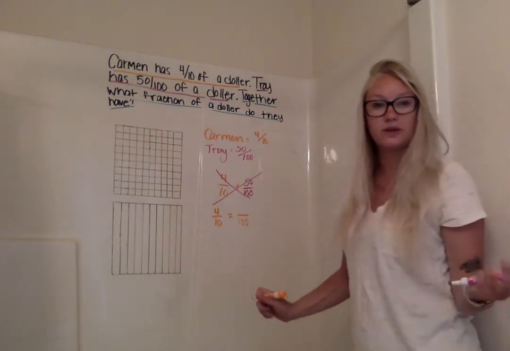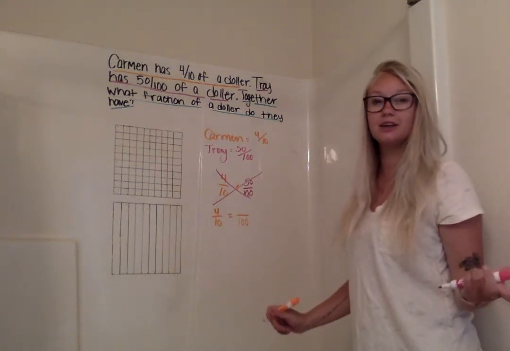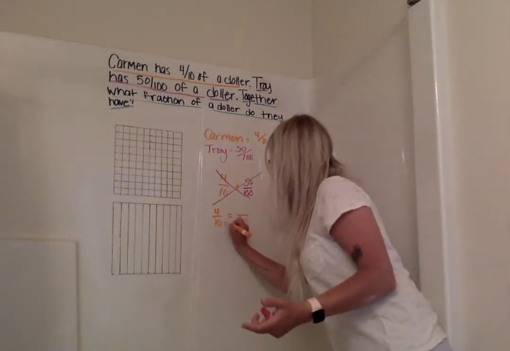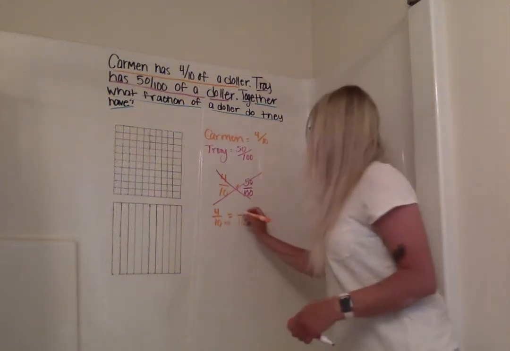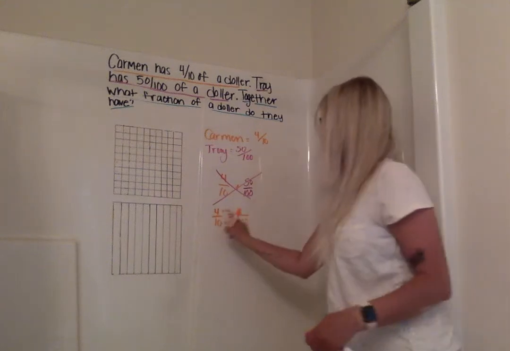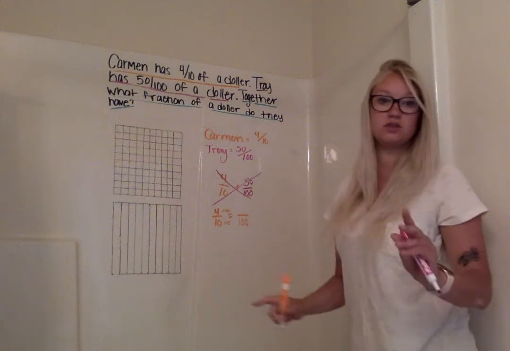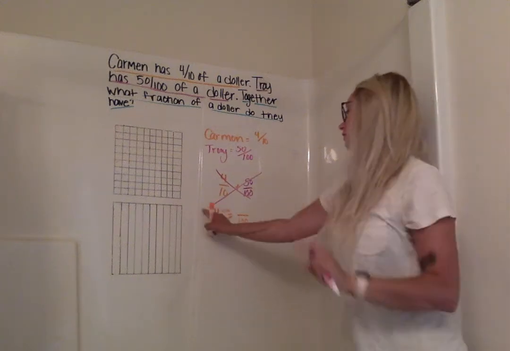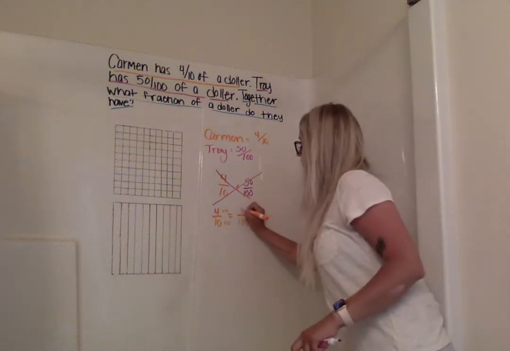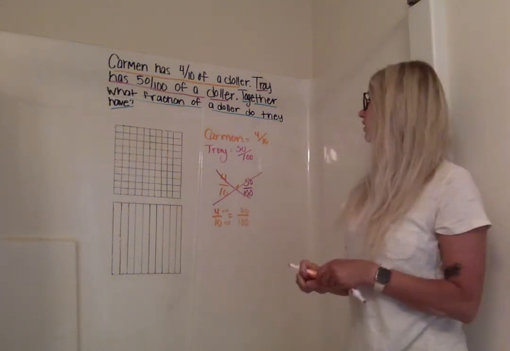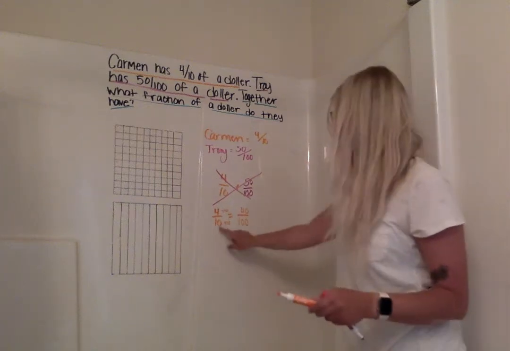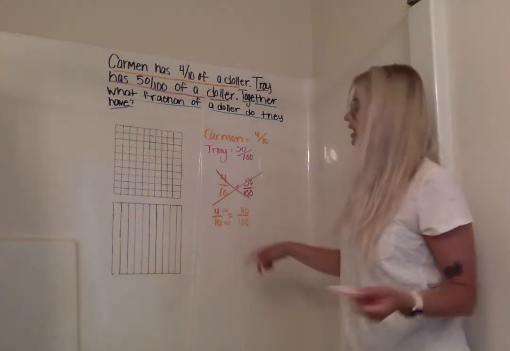What do I have to multiply 10 by to get 100? Hopefully we thought 10. So I'm going to do 10 times 10 equals 100. Then I have to multiply the top by 10 as well. Excuse me, we're not multiplying by 100. 4 times 10 equals 40. So now we know that Carmen's 4/10 is equivalent to 40/100.